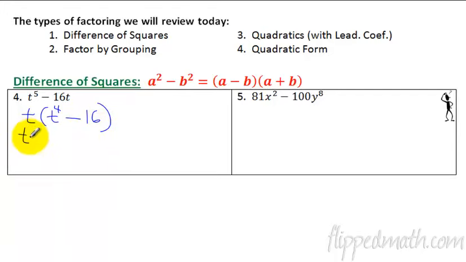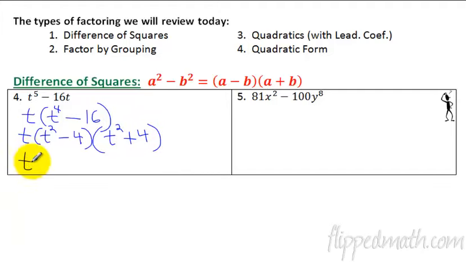They will factor to the square root of t to the 4th is t squared, and then the square root of 16 is 4. And then the conjugate of that is going to be t squared plus 4. Now we're not done yet. We've got to go one more step.